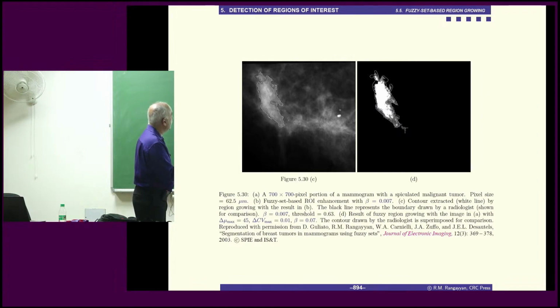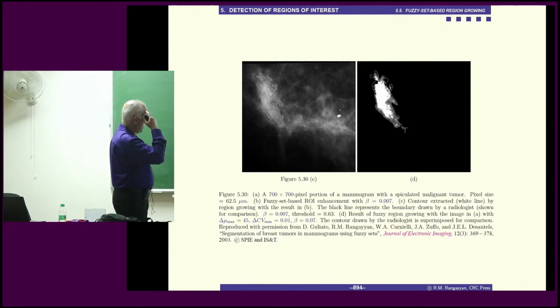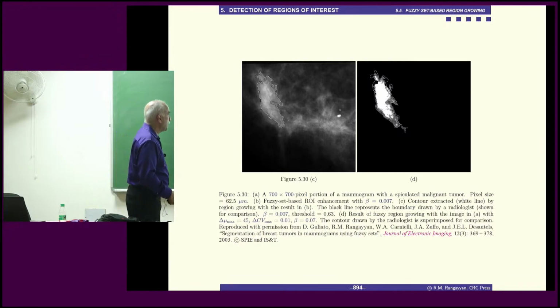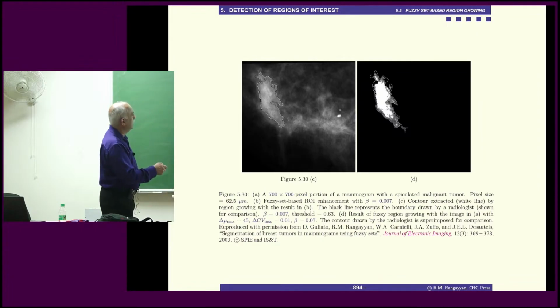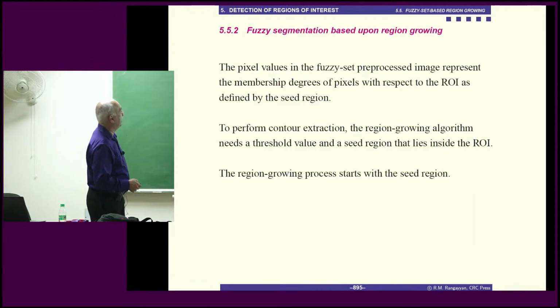There are some parts here that we are missing. The black line is drawn by the radiologist, and the white is by this method. So this is, sorry, that is a different one. D is fuzzy region growing. We will go to that later. This is the current result. Here are the fuzzy region growing parameters, we will see that later on. Okay, so that is the current result. We'll come back to the other part later.